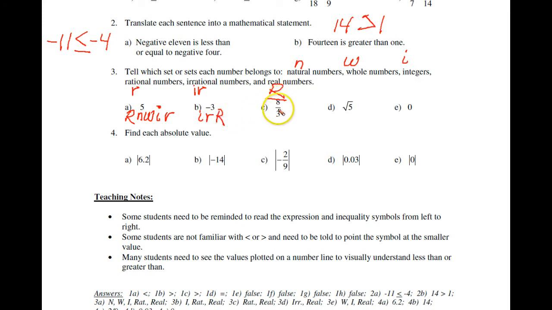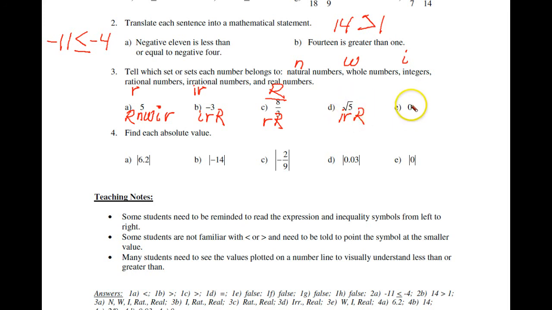Now, 8/3, is it a natural number first? No. Is it a whole number? No. Is it an integer? No. But it is rational, and it is real. Now, the square root of 5, it's not natural, it's not whole, it's not an integer, it's not rational, it's irrational, but it is a real number.